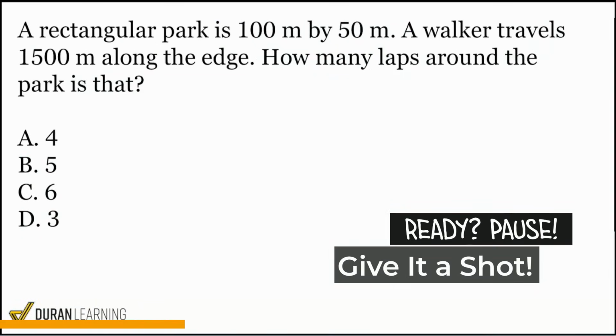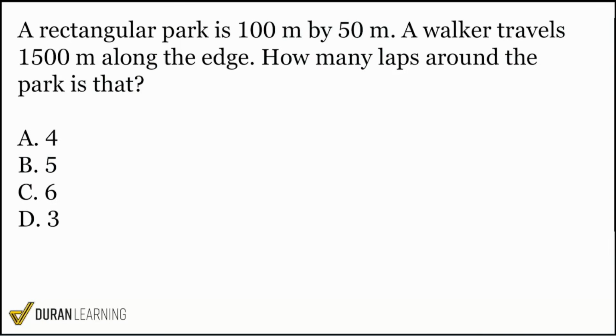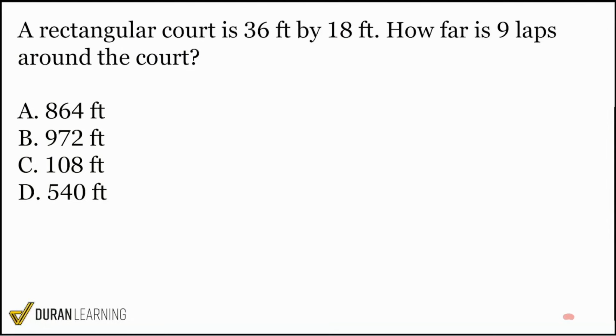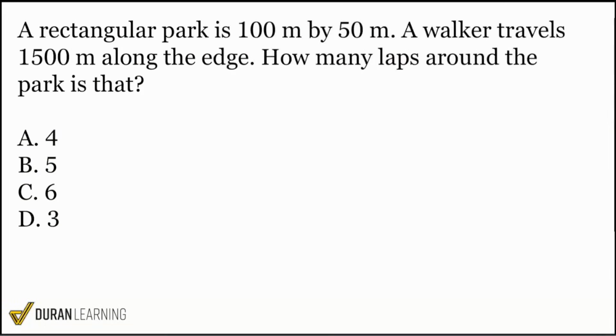All right, new question. We're going to begin in the same way every time. We're going to read the question sentence first to understand the goal, then we'll read that information. So here it says, how many laps around the park is that? So again, right here, it says, how many laps around the park is that?